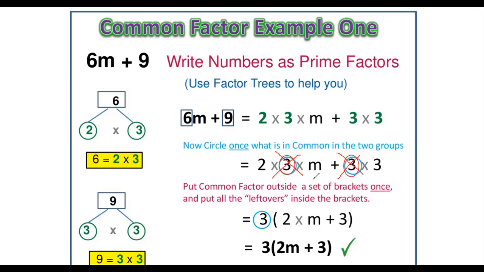The remainder is 2 and m, so it will be 2m, and then I have 3. 2 times m, it will be 2m, and then 3. So it will be the right answer for the question.